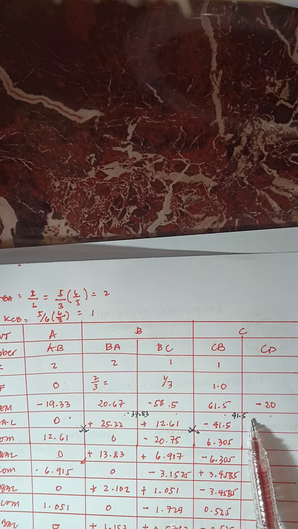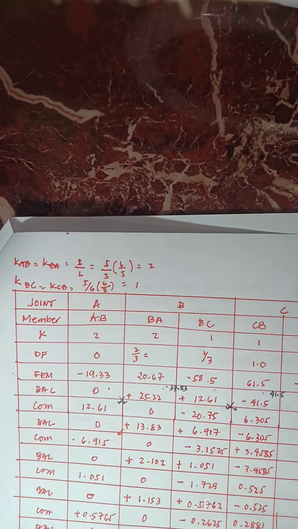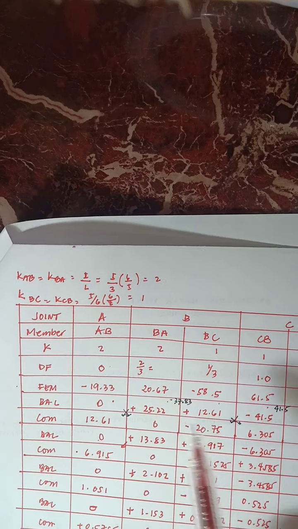Okay, at joint C, you have CB and CD. So there is an unbalanced moment of 41.5, because 61.5 and minus 20, the difference is 41.5. You balance it with opposite sign times the distribution factor, which is 1. So this will be minus 41.5. And then the next step is to carry over.